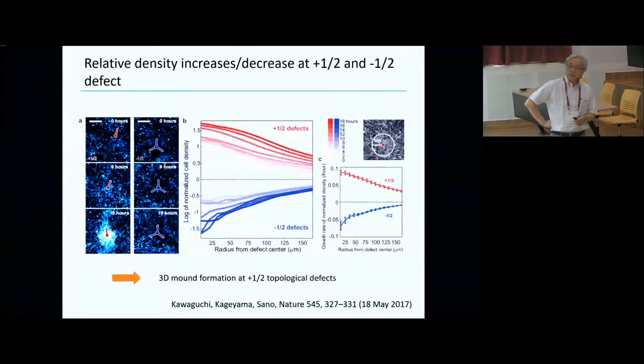And here we measure the relative cell density around the topological defect. This color shows the time evolution. At an early stage, this is almost uniform. But as time goes by, the density increases, but we normalize by the surrounding area. And cell density at the +1/2 topological defect increases in time. On the other hand, cell density at the -1/2 topological defect decreases in time. And this is the growth rate of the density around the topological defect.